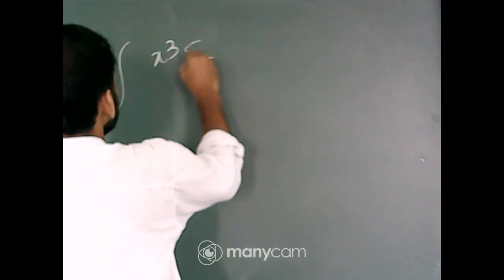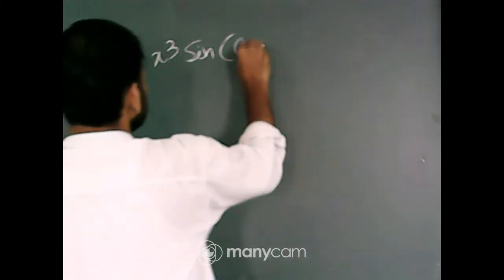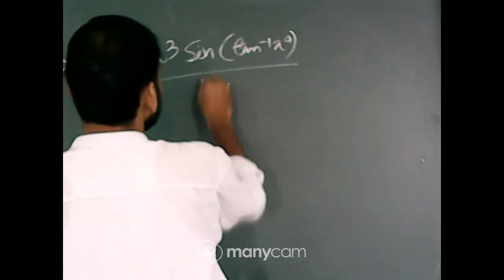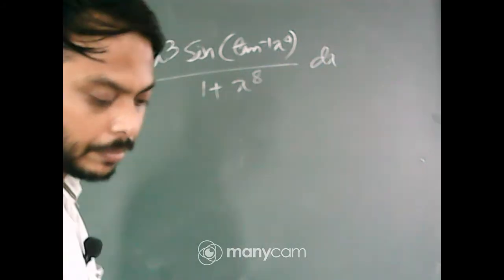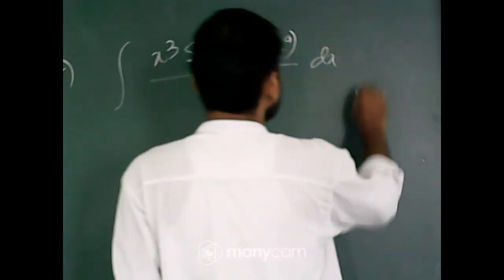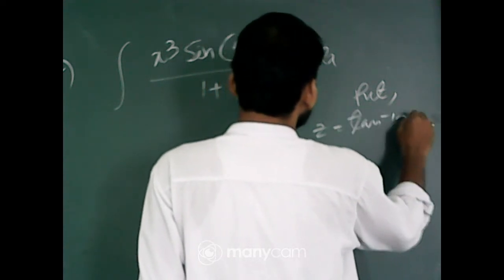Question number 37. Integration of x cube sine of tan inverse x to the power 4 by 1 plus x to the power 8 dx. Here we will put z equals tan inverse x to the power 4.